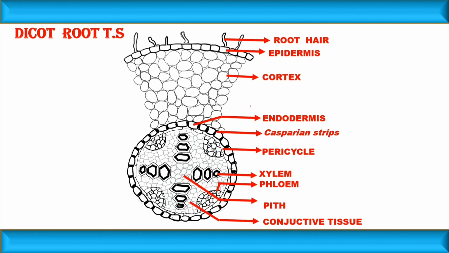So this is how we complete the Dicot root in TS. It's an easy diagram to draw with the tricks.